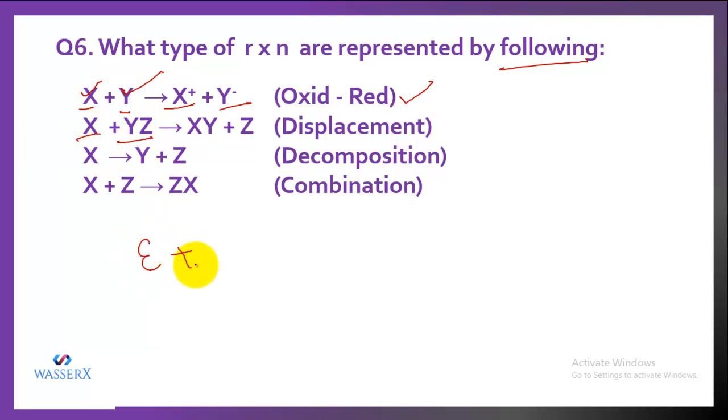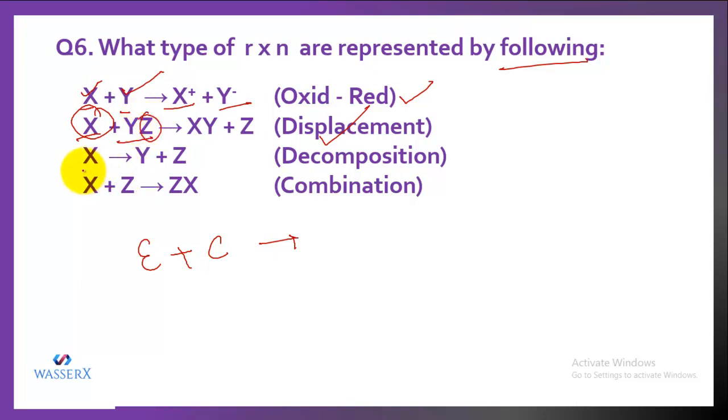Another is X plus YZ. That means it's an element and a compound. And what they're doing, this X is replacing the Z. Right? So that means this is a displacement reaction, because in this case, X is more reactive than Z.